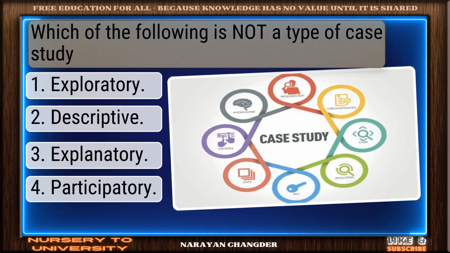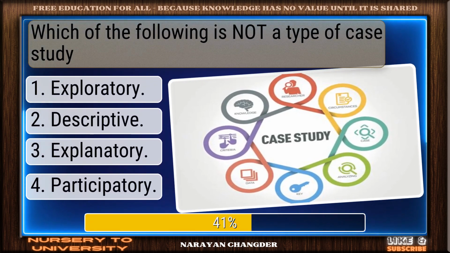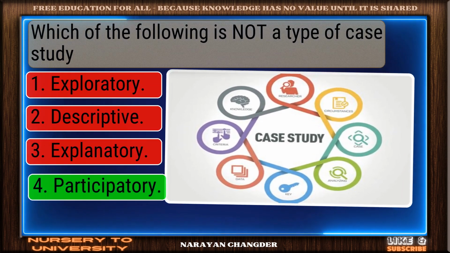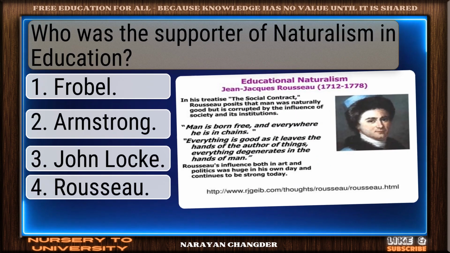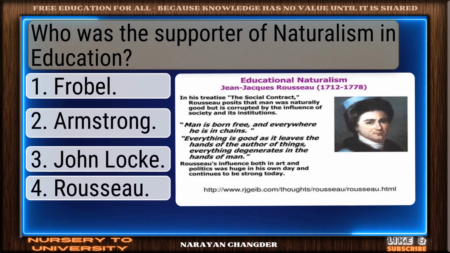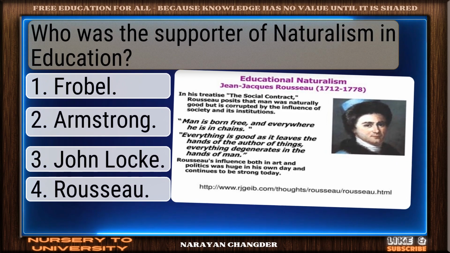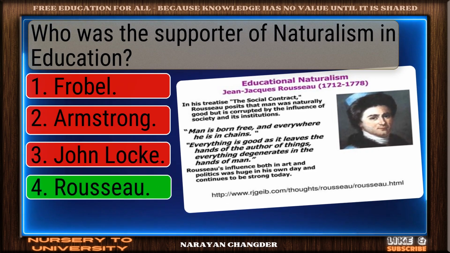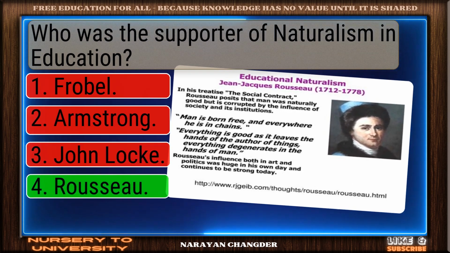Which of the following is not a type of case study? Solid response. Participatory is a valid choice. Who was the supporter of naturalism in education? Nice work. You chose Rousseau and it is correct.